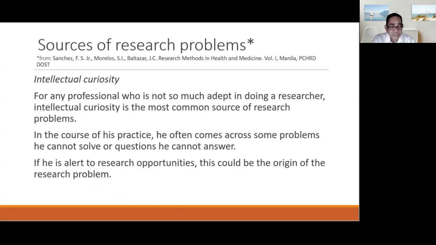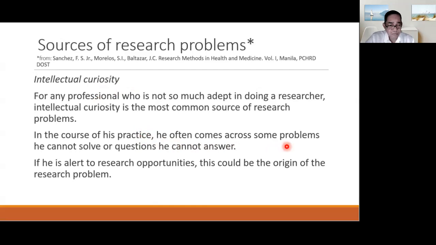So first, intellectual curiosity. For any professional not so much adept in doing research, intellectual curiosity is the most common source of research problems. In the course of his practice, he often comes across some problems he cannot solve or questions he cannot answer. If he is alert to research opportunities, this could be the origin of a research problem.